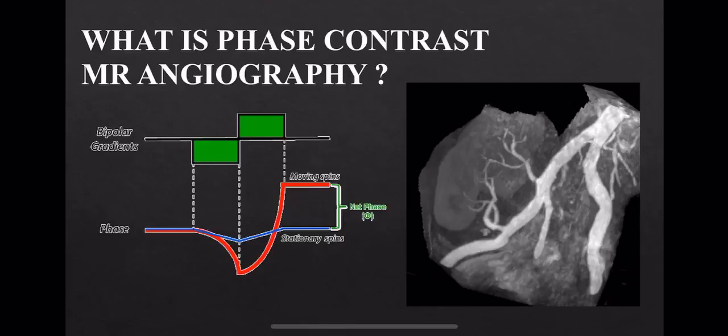So, Paul Moran analyzed the phase effects on stationary and moving spins subjected to a pair of bipolar gradients, as illustrated in the diagram on the left here. A stationary spin subjected to such a gradient pair will experience no net phase shift, but a moving spin will have a net phase shift proportional to its velocity. Two spins flowing at the same speed but in opposite directions will have equal but opposite phase shifts. By measuring changes in phase, therefore, velocity can be computed.